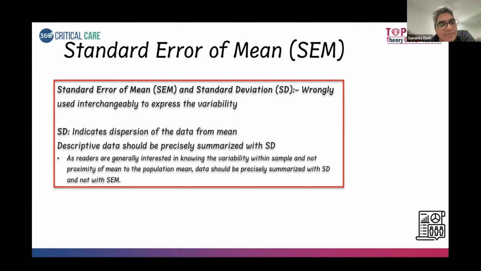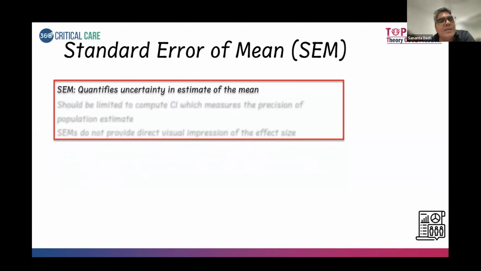But there is some utility of standard error of mean. Standard error of mean quantifies the uncertainty in the estimation of the mean. Suppose the population is very varied and big. In that case, standard deviation will not be an exact representation of the population, but it should be limited to computing the confidence interval, which measures the precision of the population estimate. So usually you don't represent the data in terms of standard error of mean. It is the standard deviation that you represent.